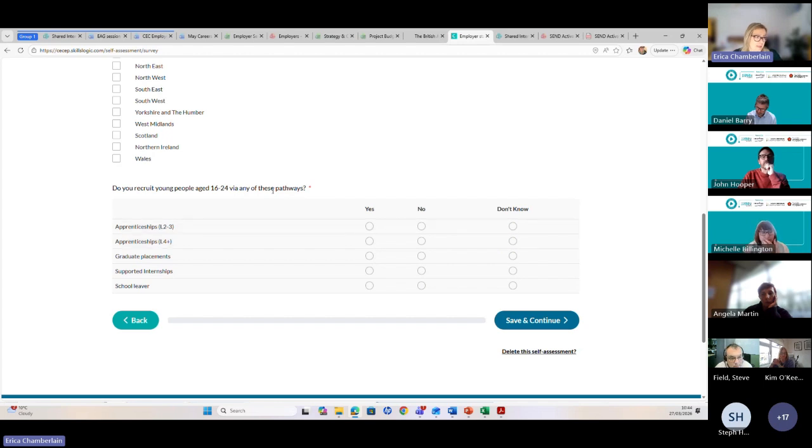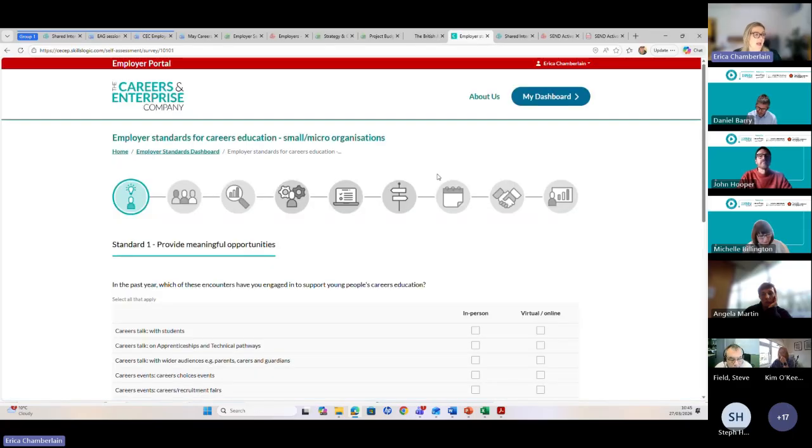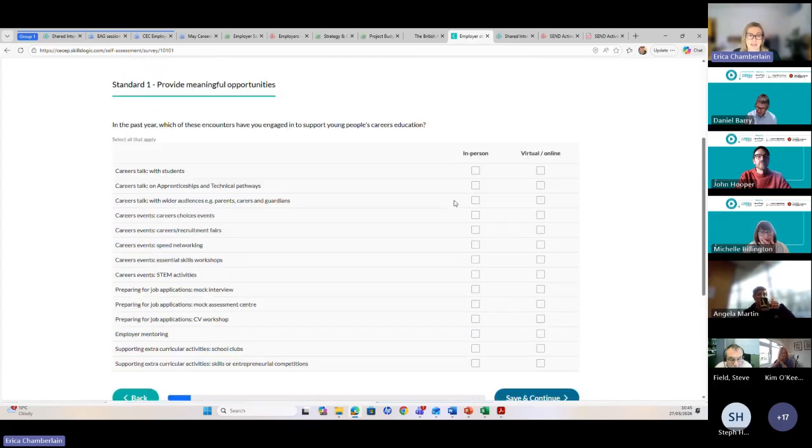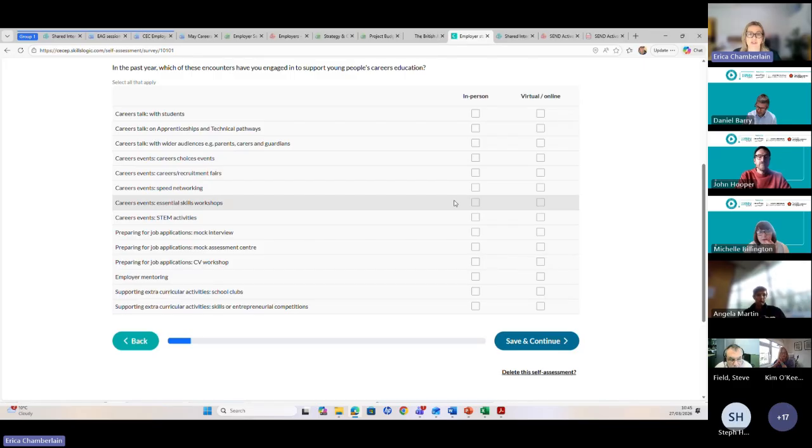And then it just asks you a bit about if you're recruiting any young people age 16 to 24 through these pathways. So you can click either yes or no to these, and then you save and continue. And just to let you know, this save and continue button means that you can stop this at any point and come back to it. So you don't have to do the whole thing in one go. And this tells you how far along you are.